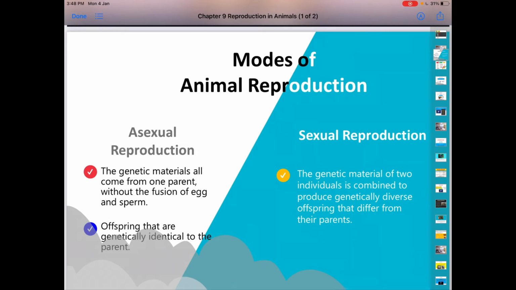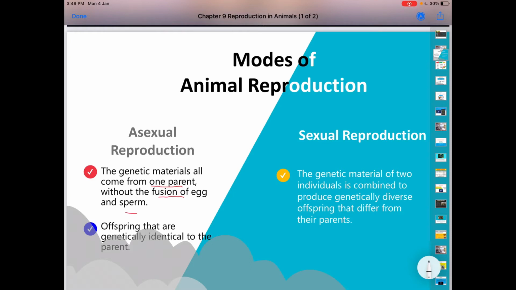There are two modes of animal reproduction, the asexual and sexual reproduction. For asexual reproduction, the genetic material all comes from one parent. So it means that the offspring from an organism that did asexual reproduction will have exactly the same DNA as their parent, and the process does not involve the fusion of egg and sperm.